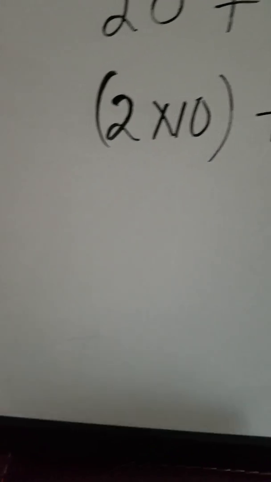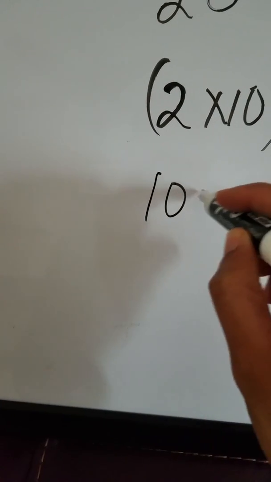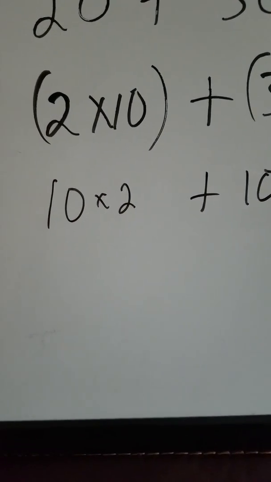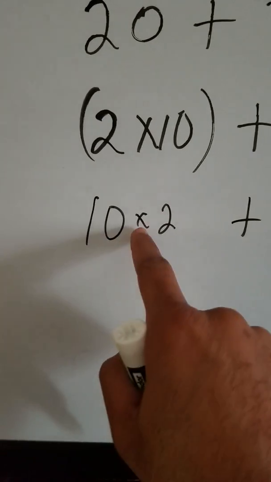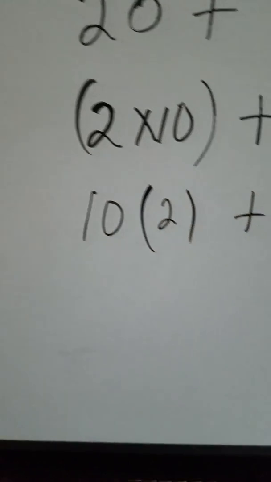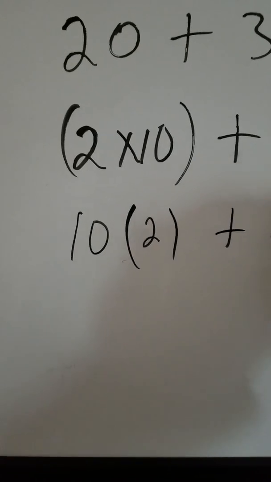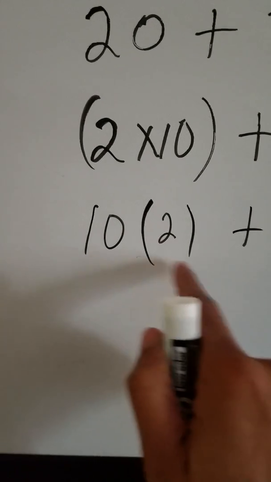So what if we were to simply write this as 10 times 2 plus 10 times 3? Another way of writing multiplication instead of 10 times a number is to simply put parentheses around the numbers. And that simply means that whenever you see two numbers right next to each other with a parenthesis around one of them, it means it's multiplication.